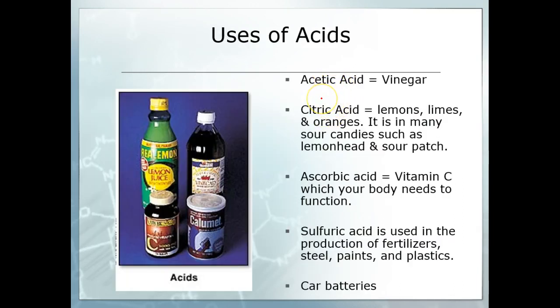All right, some uses for acids. You can kind of put examples. So like here's our paper, okay, acids, and you have all your bullet statements. We have this little space right here. Put examples down here. So acetic acid is vinegar. You get it from lemons and limes, which is citric acid. Ascorbic acid is what we need in our body. Sulfuric acid is for fertilizer, and of course we have car batteries. Those are some examples. You can put as many as you want, okay?